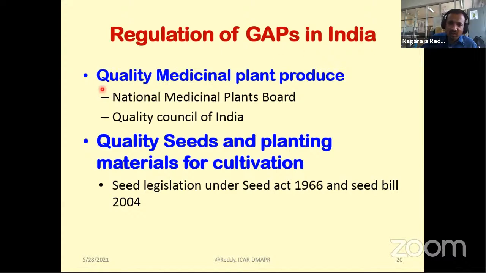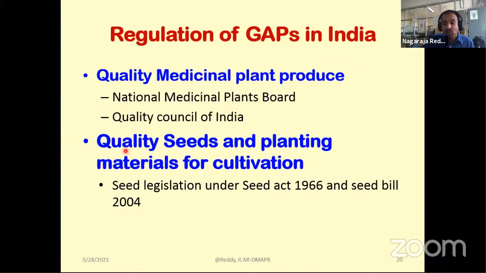One is medicinal plant produce certification, that's regulation of good agricultural practices. This quality medicinal plant produce certification is enacted by different institutions like the National Medicinal Plant Board, which is in the AYUSH ministry. They will do the quality regulation of medicinal plant produce. This National Medicinal Plant Board, in collaboration with QCI, Quality Council of India, has developed a scheme called voluntary certification of medicinal plants produce, that I will be highlighting to you in brief.